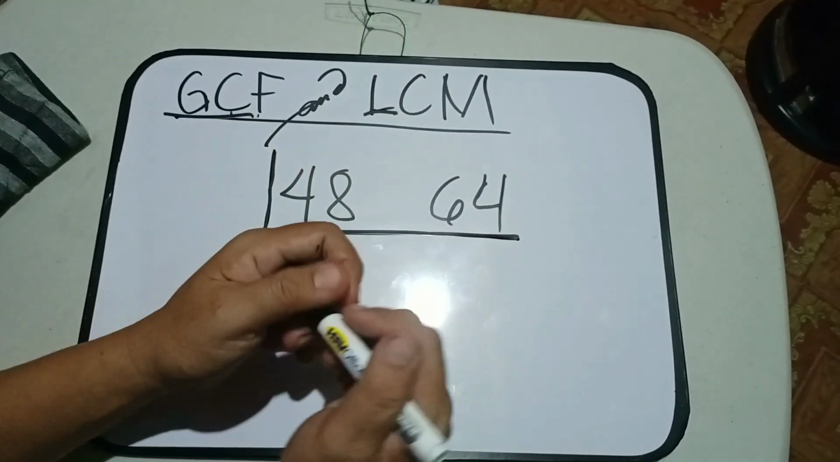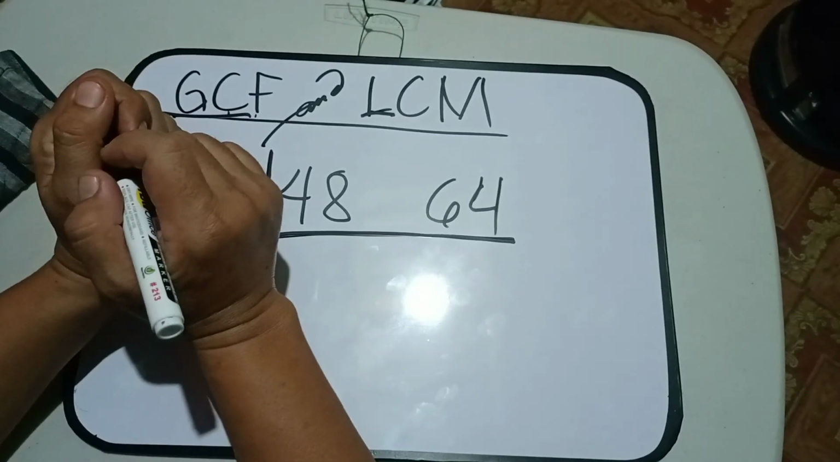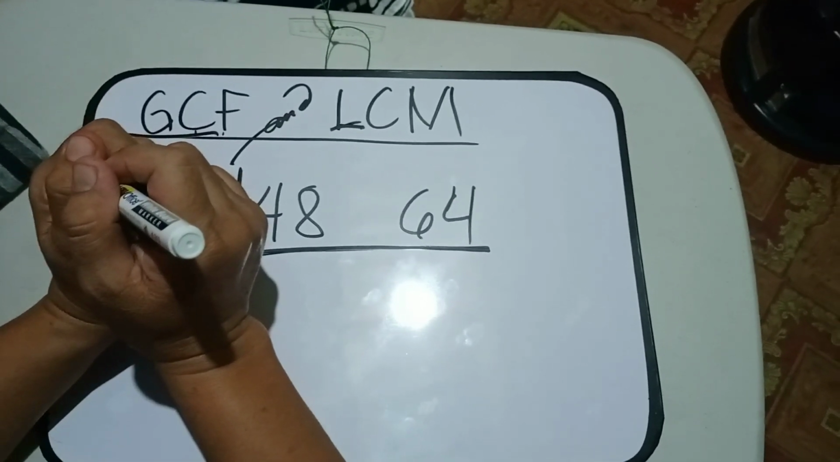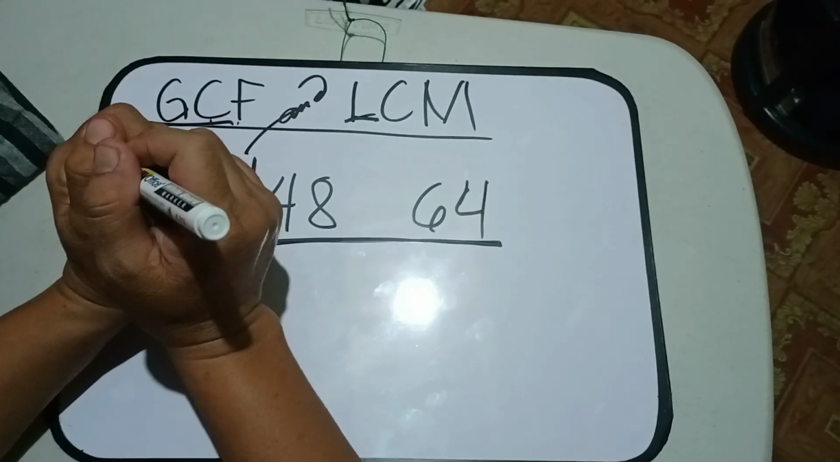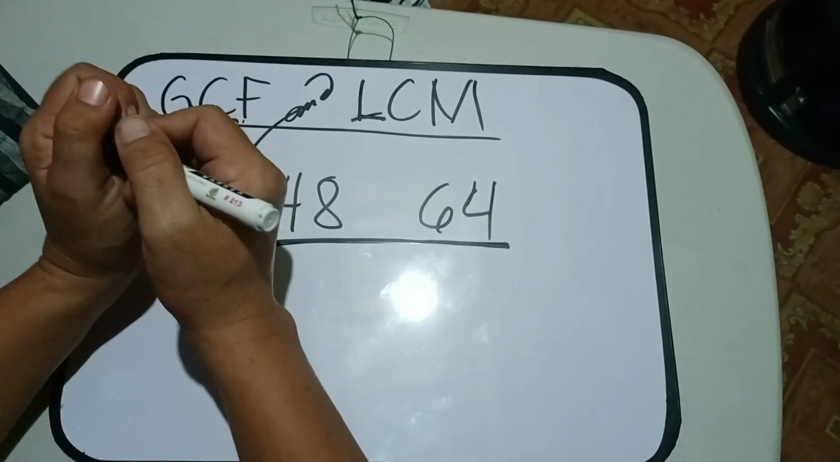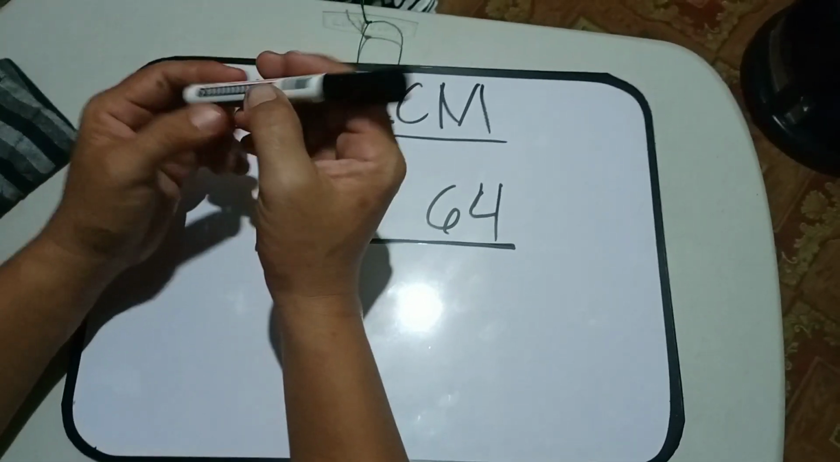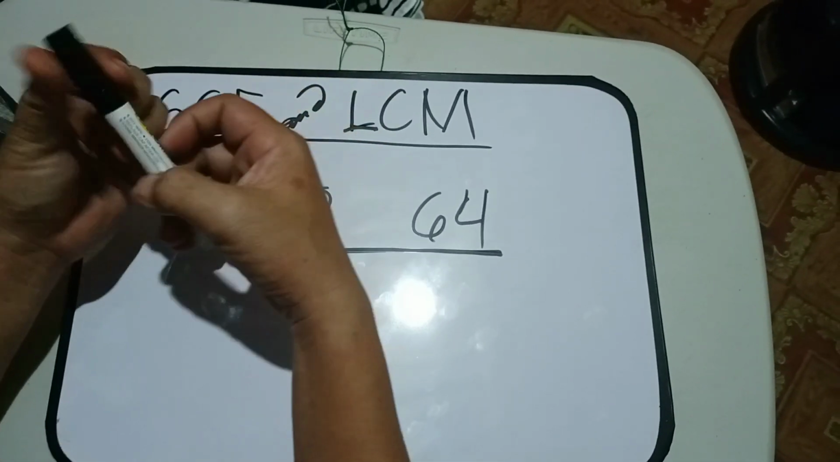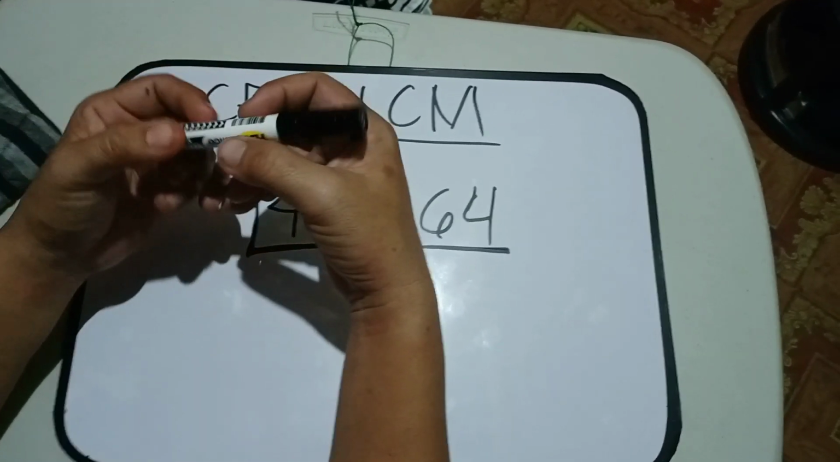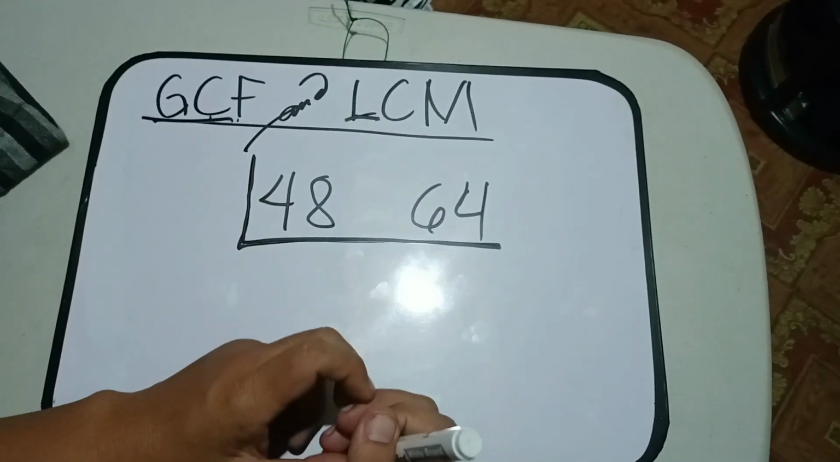Okay, remember guys, pag nagko-continuous division tayo, make sure na gagamitin natin yung primary numbers. Okay? Ano ba yung primary numbers? Primary numbers are numbers which doesn't have more than 2 factors. So, kapag sinabing primary numbers, ang factors niya ay 1 and itself lang.